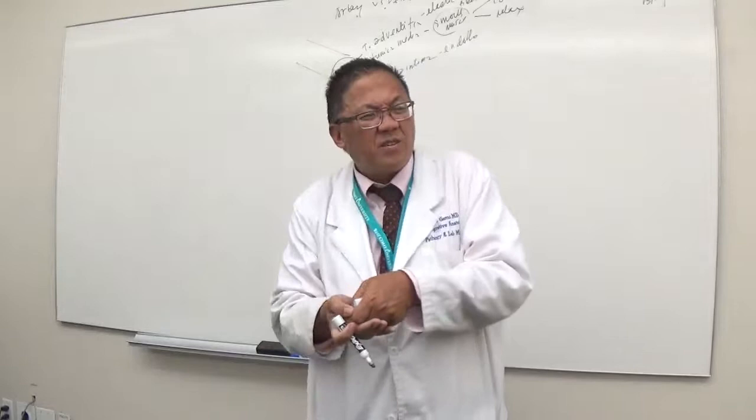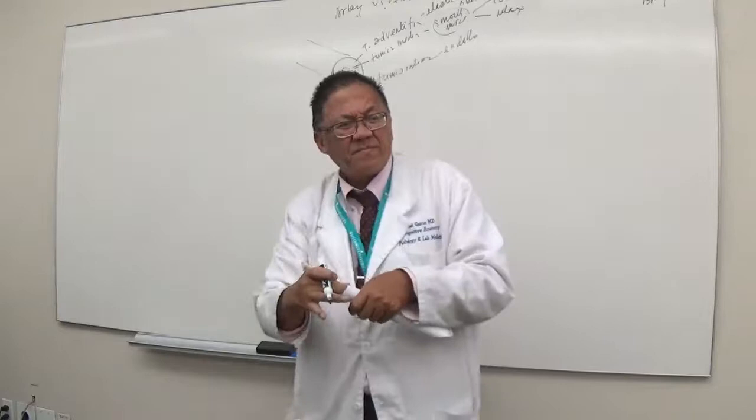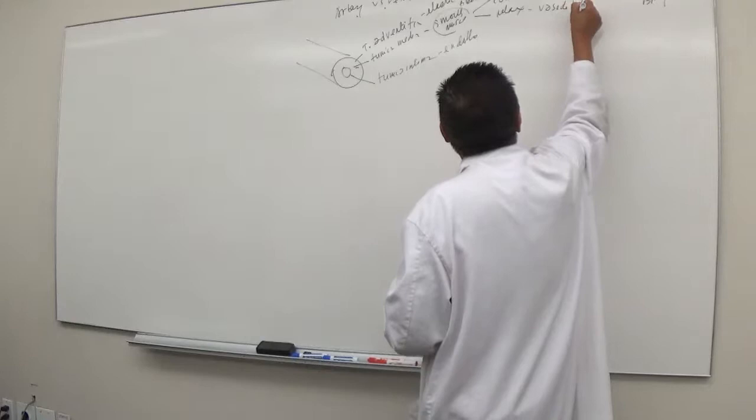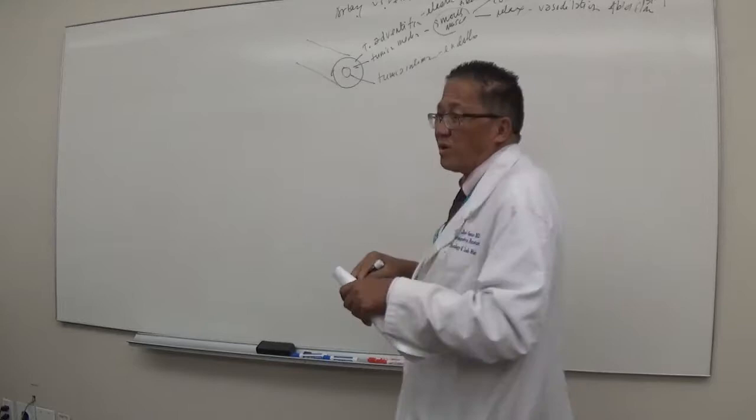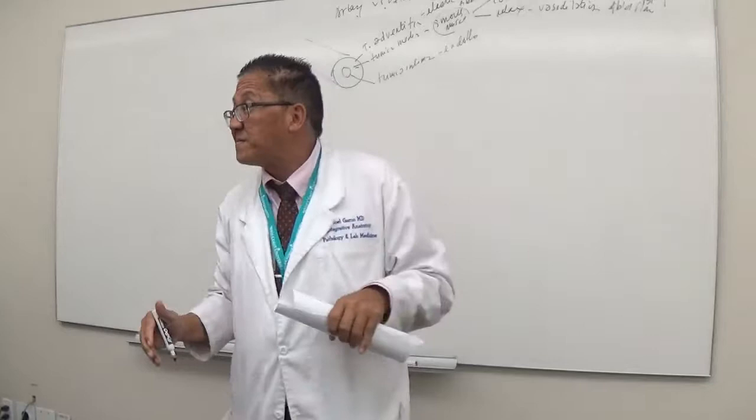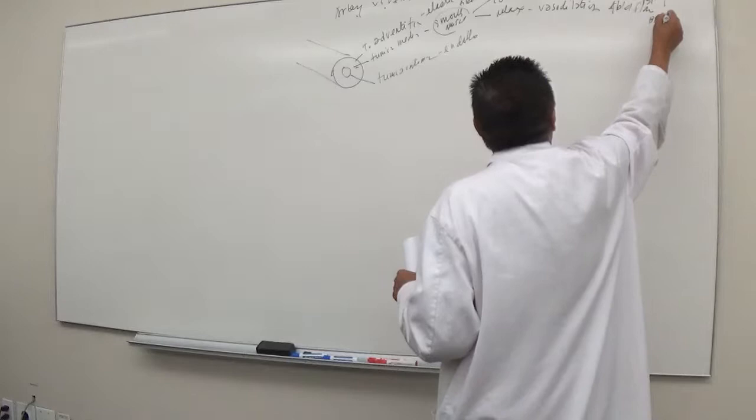When the muscles relax here, what happens? Vasodilation. And what happens to the blood flow? Increase. It's quite obvious. When the vessel dilates, the lumen becomes bigger, so there will be more blood flowing. Does that make sense? But what will happen to the blood pressure? Down. It drops.